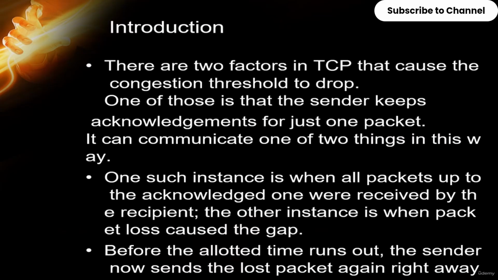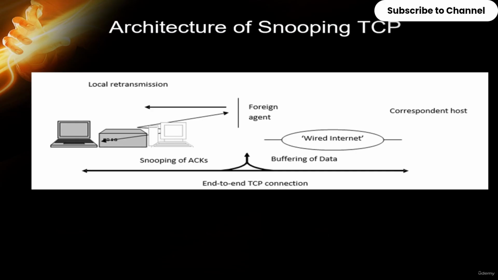Now we will see how it works. In general TCP, if any connection loss occurs, it won't send the acknowledgement. In snooping TCP, when all the packets are sent and acknowledgements are received by the sender from the recipient, and if any gaps are found in the acknowledgements, then the snooping TCP will work. Here you can see the architecture of snooping TCP. It also provides end-to-end TCP connections.